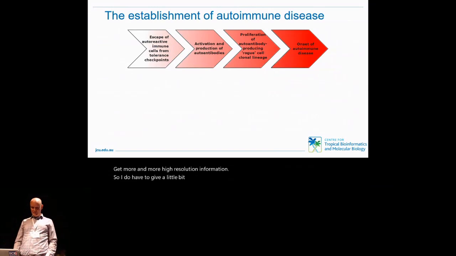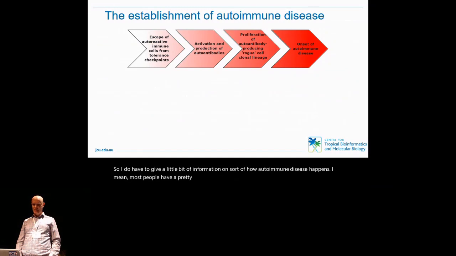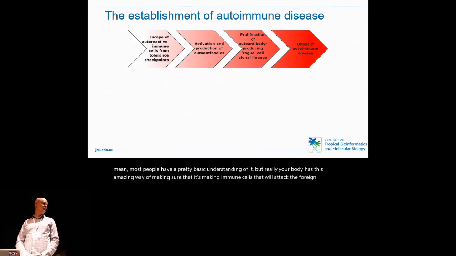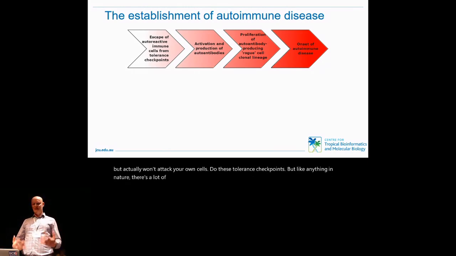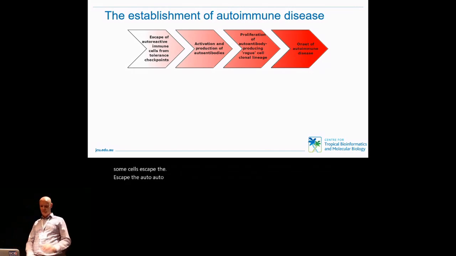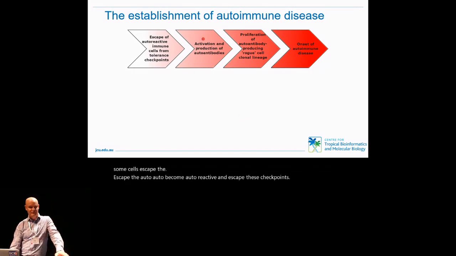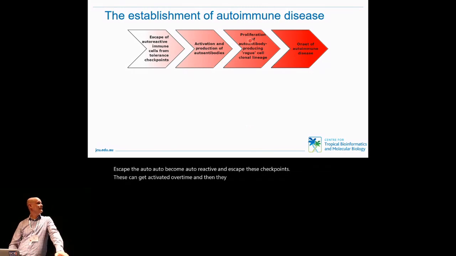So I do have to give a little bit of information on how autoimmune disease happens. Most people have a pretty basic understanding of it, but your body has this amazing way of making sure that it's making immune cells that will attack the foreign antigen, but won't attack your own cells, through these tolerance checkpoints. But like anything in nature, there are a lot of ways that these mechanisms can break down. So some cells become autoreactive and escape these checkpoints. These can get activated over time, and then they proliferate and develop into these rogue cell lineages. And then this can lead to full-blown autoimmune disease.